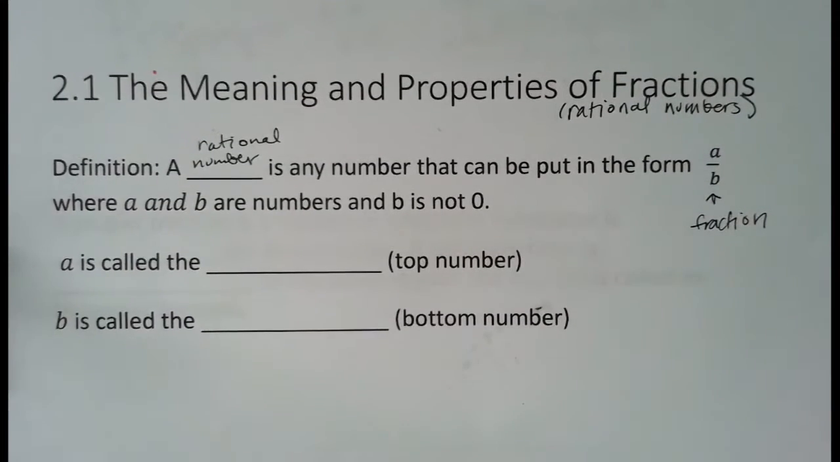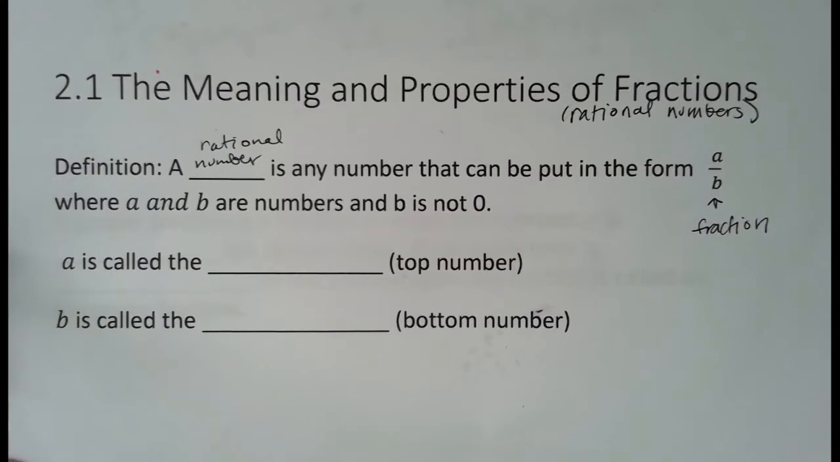For example, the number 3, even though it's a whole number, you can rewrite that as 3 over 1, so technically all the whole numbers are in the rational number category.